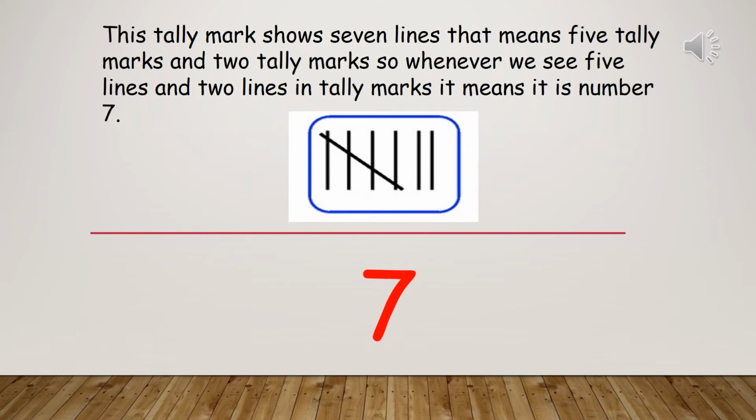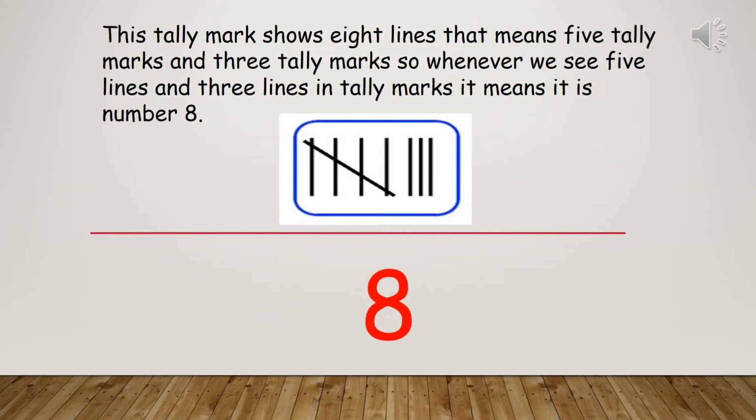This tally mark shows seven lines. That means five tally marks and two tally marks. So, whenever we see five lines and two lines in tally marks, it means it is number 7.